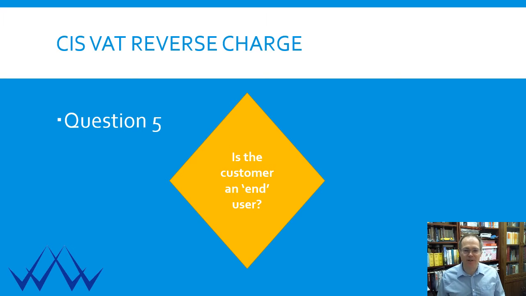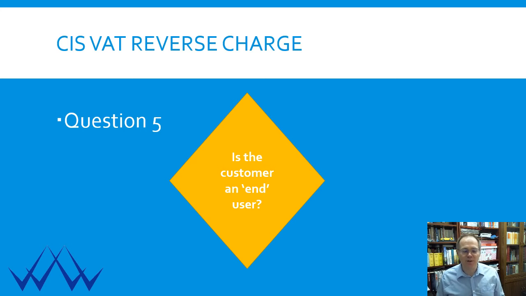And then finally, question number 5, is the customer an end user? Now there's a lot of detail as to what an end user is, but put simply, your customer has to tell you whether or not they are an end user. If they tell you that they're an end user or an intermediary, then you don't apply the VAT reverse charge, you charge VAT in the normal way. If they don't tell you that, then the VAT reverse charge rules apply.